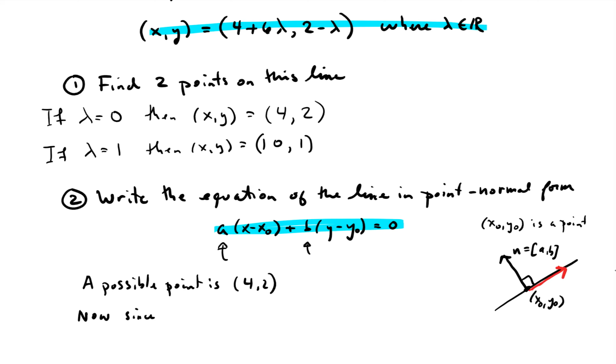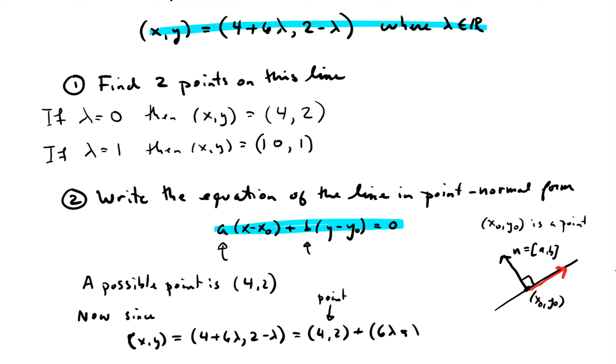Well, remember, any point xy on the line is given by this vector form. I can split that up into 2 parts. This is 4, 2, so that's actually a point on the line, plus lambda. Well, let's do it slowly because I always get questions about this. So this is 6 lambda, minus lambda, like this. In this, I can factor out a lambda and write it like that.